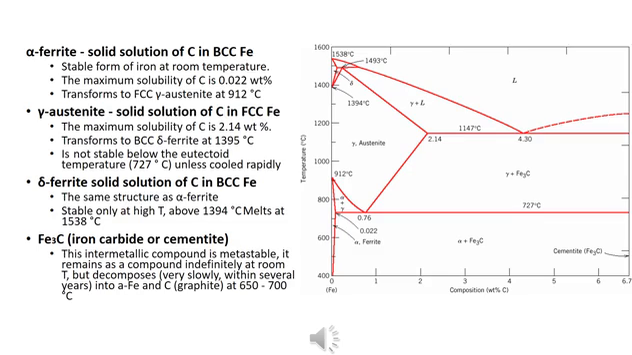Delta ferrite is a solid solution of carbon in body-centered iron, the same structure as the alpha ferrite. It's only stable at temperatures above 1394 degrees Celsius, and it melts at 1538 degrees Celsius. Cementite is one of the stable forms of iron. And this is just a short summary of this phase diagram.